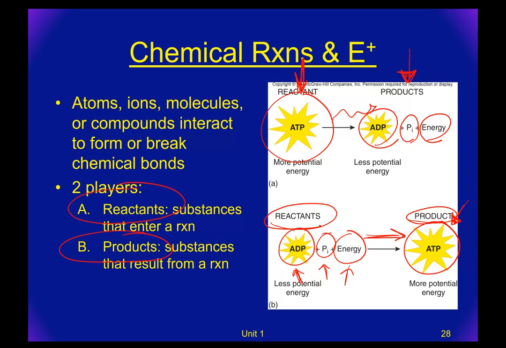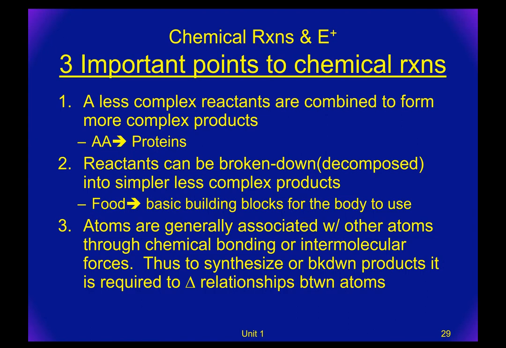Keep it simple. I'm not looking for chemists because that isn't what this class is, but just realize what enters a reaction is a reactant. What results from that reaction is a product. There are three important points to all chemical reactions. Okay? I can take something that is simple or less complex and combine it into something that is more complex. So I can take the building blocks of proteins, which are relatively simple amino acids, and I can put them together like Legos and build a very complex protein. So I can take individual Legos and I can build the Death Star.